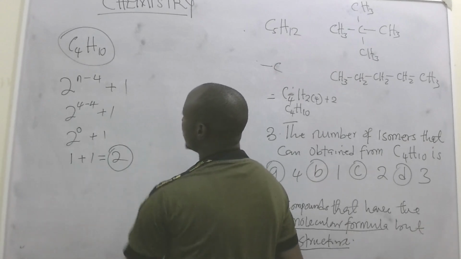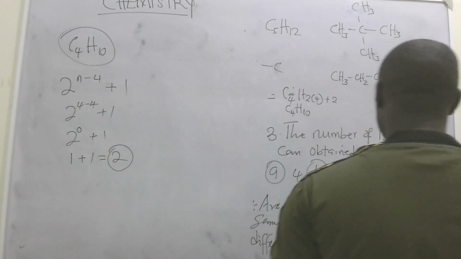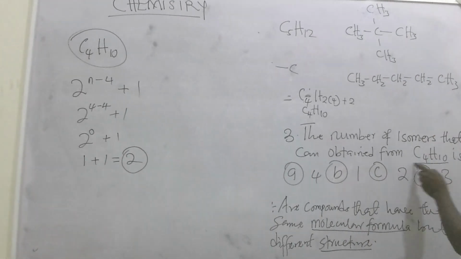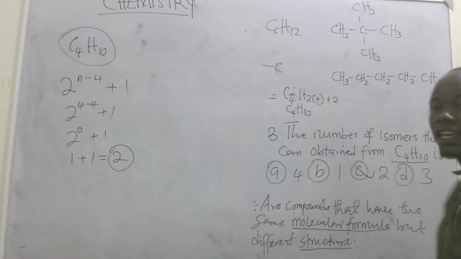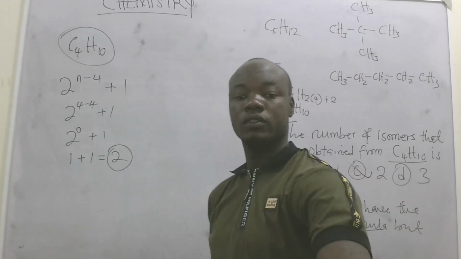It means that we only have 2 possible isomers that can be obtained from butane. So therefore, the answer here is option C. Okay?